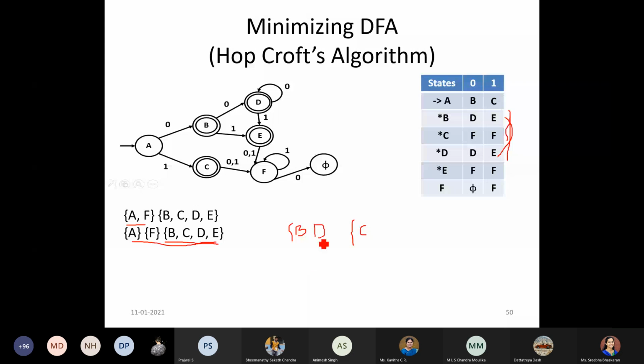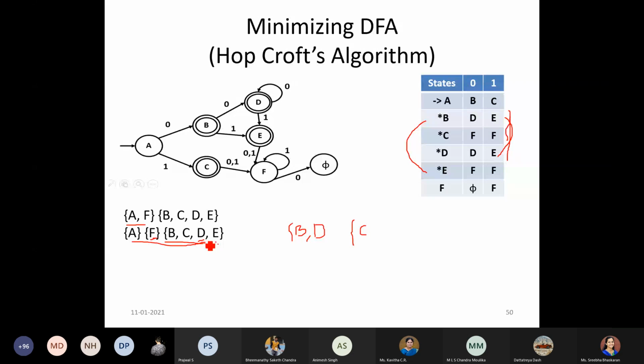Next state which we are having is B and E. So now pick B and E states. See the transitions with respect to B and E. With respect to zero transition, which is D and which is F. In the above grouping, you just see whether D and F both are in the same group. D is in one group, F is in another group. So D and F both are in two separate groups. So that means we can say that B will not go with E.